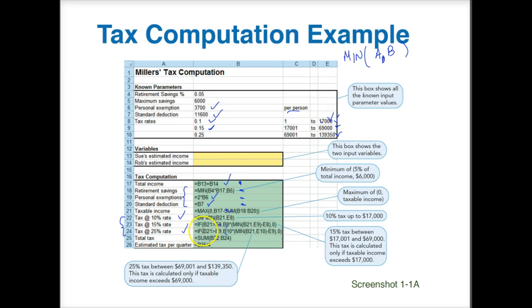If we're in the 15% tax bracket, then we'll have a number for 10 and we'll have a number for 15, but we will not have a number for 20 for the 25% tax rate. And of course, at the 25% tax rate, we have basically money that's going to be in all three categories here, okay, for the 10%, 15%, and the 25%.